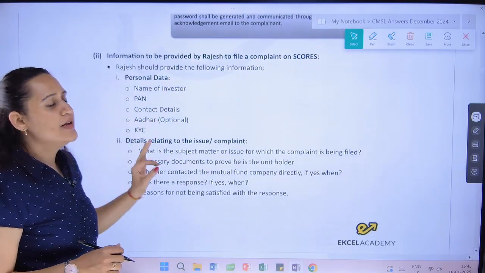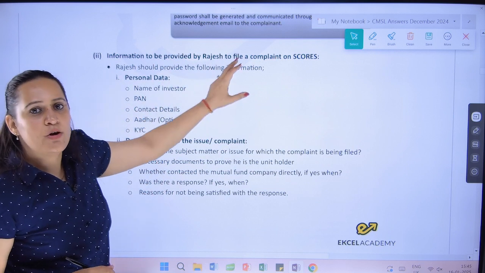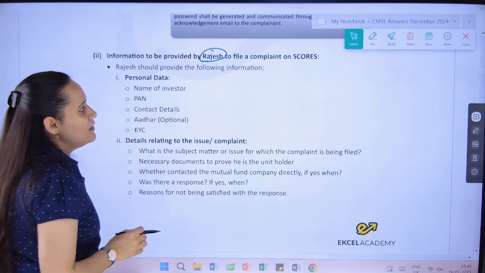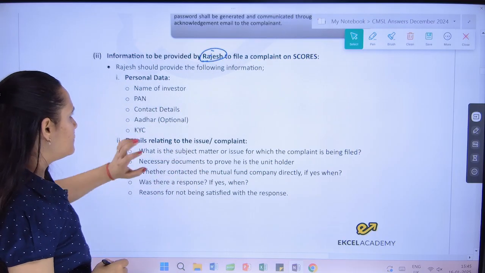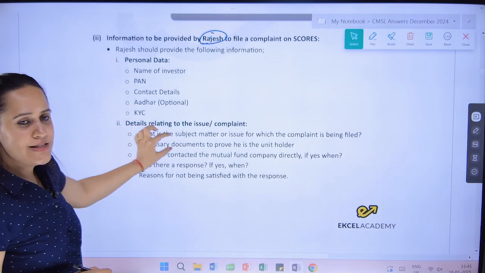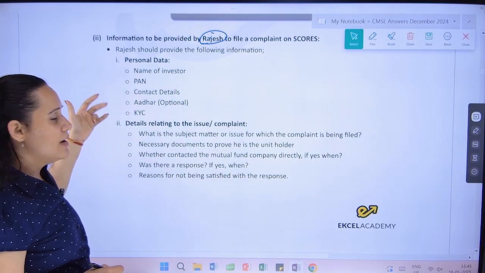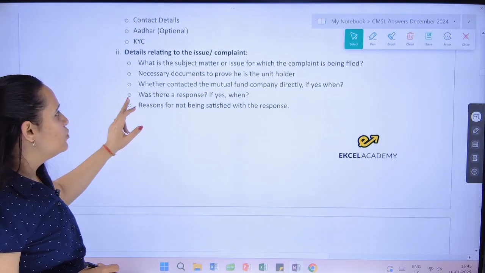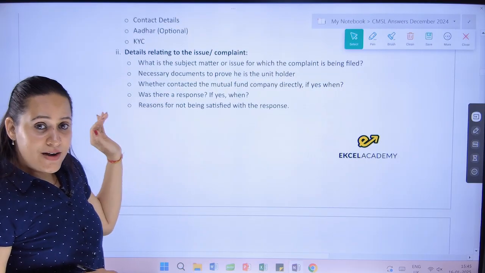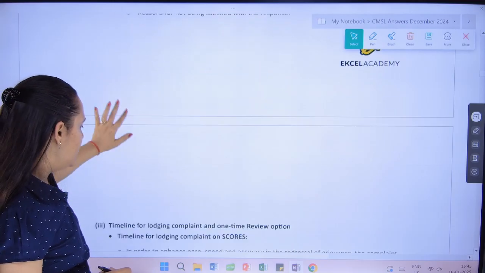Second sub question is, what is the information required to be provided by Rajesh? In the heading itself you can mention the information to be provided by Rajesh to file a complaint on the SCORES mechanism. So, Rajesh should provide the following information: personal data and details relating to the complaint. Personal data is name of the investor, PAN, contact, Aadhaar, KYC, and details relating to the issue or complaint is what is the complaint, when the cause of action arose, whether you filed a direct approach, the basic things. That is what is required to be given.